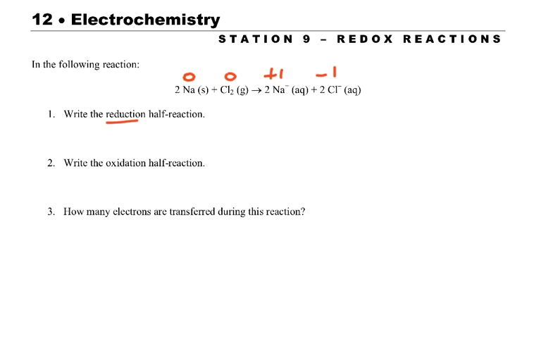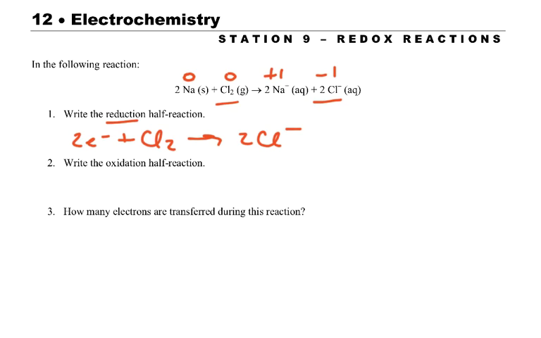Reduction means its charge goes down. Who's getting reduced? 0 to -1. That's reduction. So it's Cl2 changing to 2 Cl-, and the electrons go on the more positive side. We're going to need 2 of them. So gaining electrons is reduction. That makes sense. Okay, let's do the oxidation.